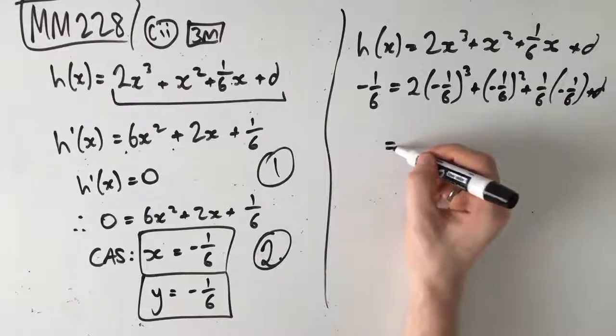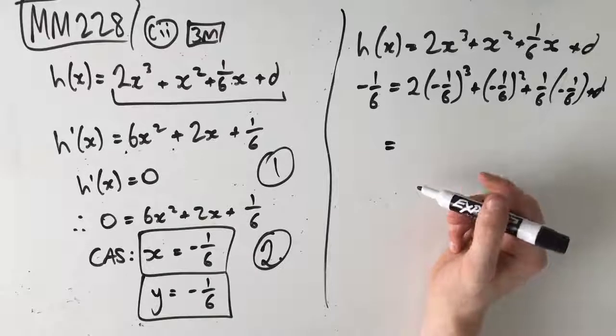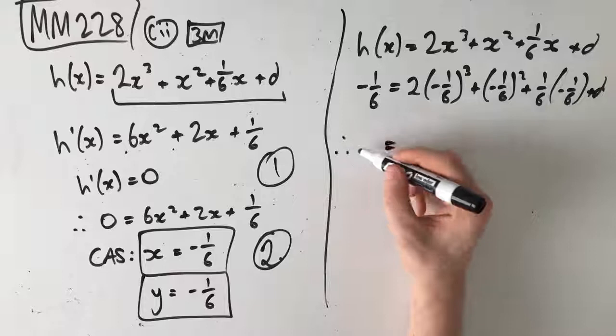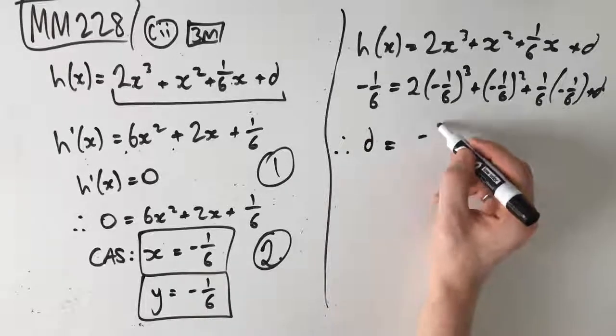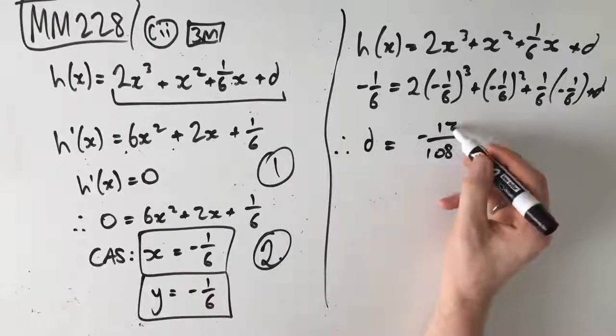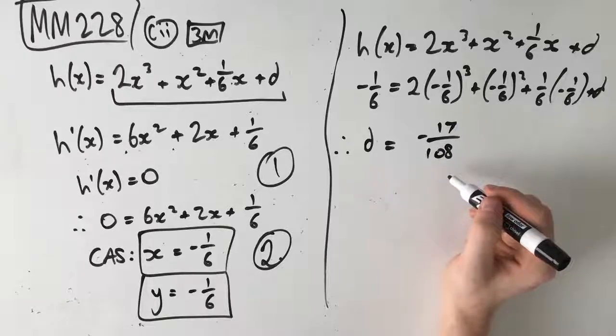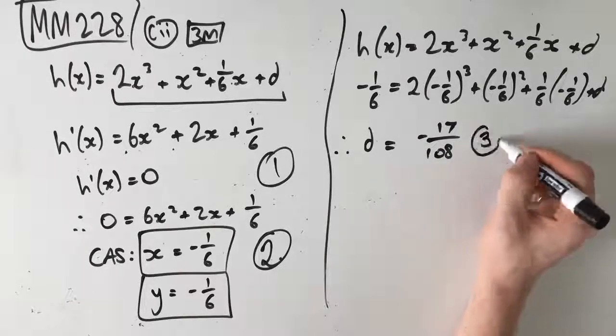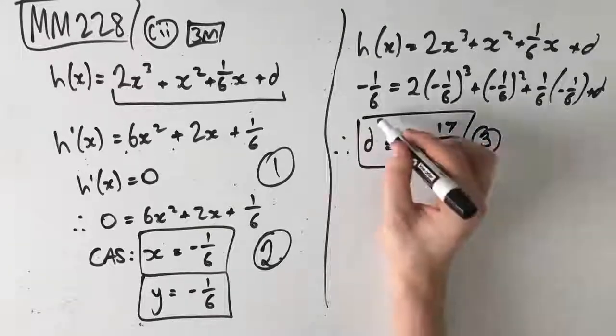And then from here, I would just simply solve this in my CAS because I don't want to do this by hand and you shouldn't either. So therefore d is equal to negative 17 on 108. And obviously because we didn't get asked for decimal places, this needs to stay in fraction exact form. That's our third and final mark, and this is our final answer.